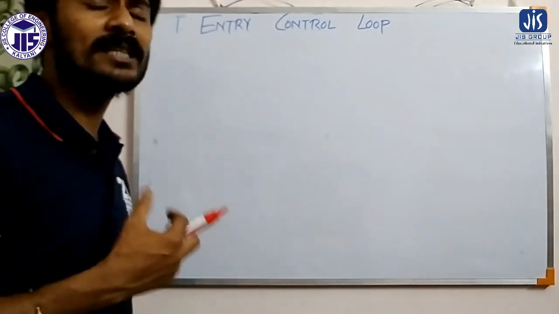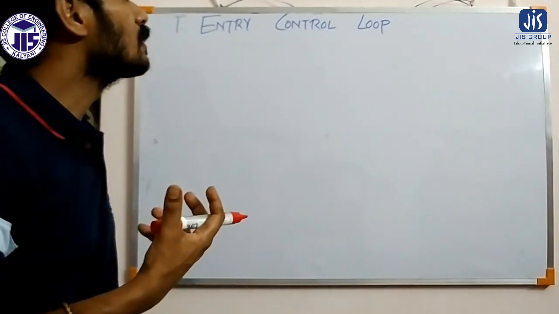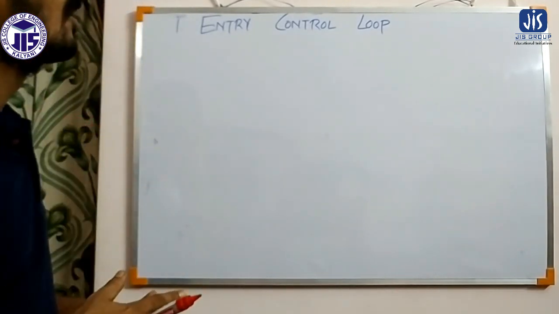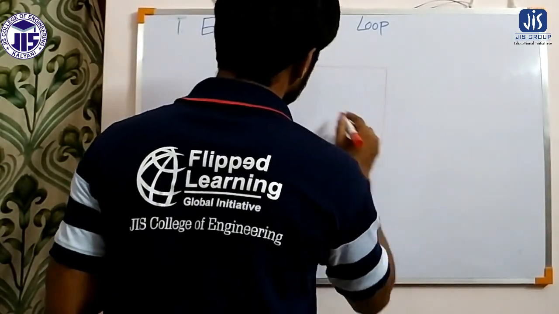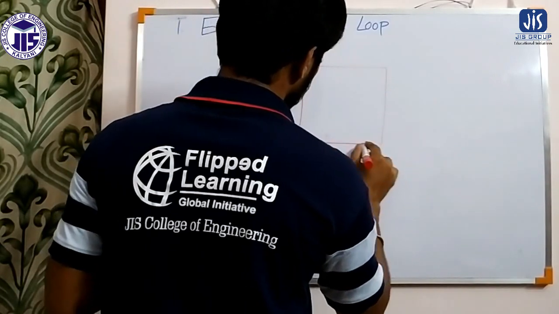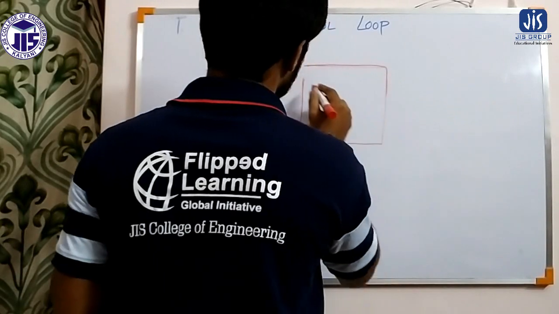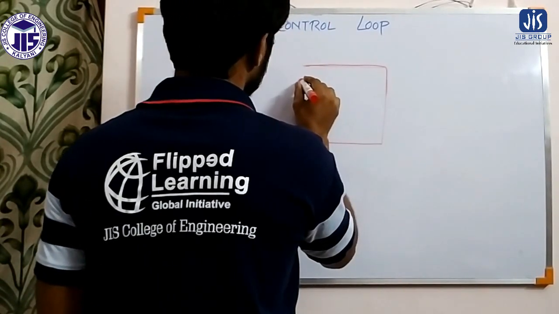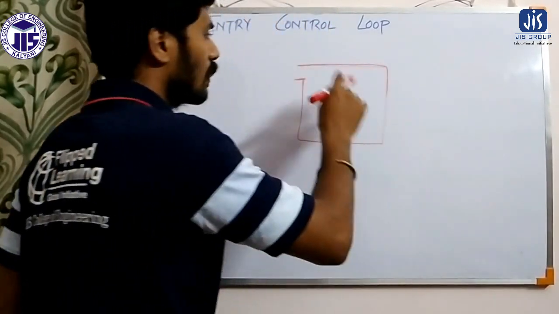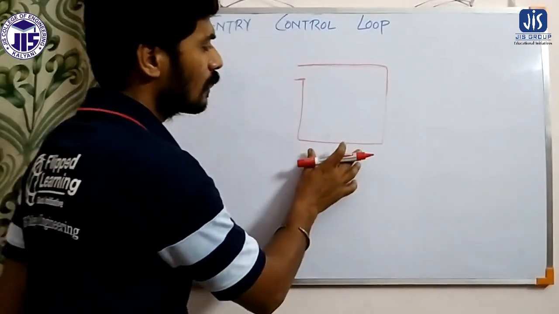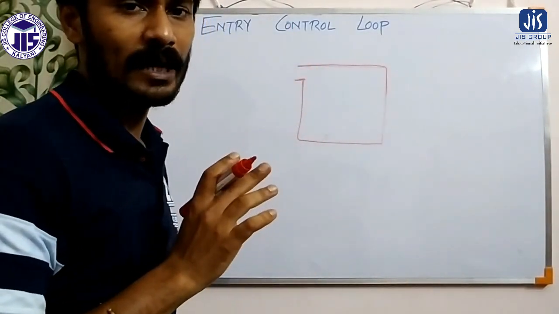So entry control says that before execution of the body of the loop we have to check the condition. For example, this is our normal classroom, and this classroom has only one entry point.